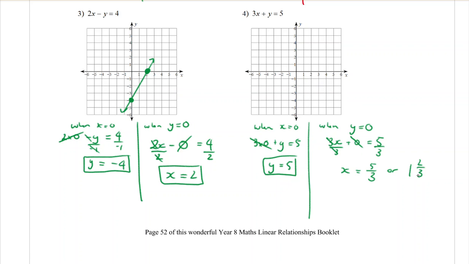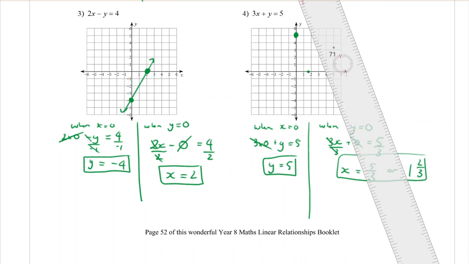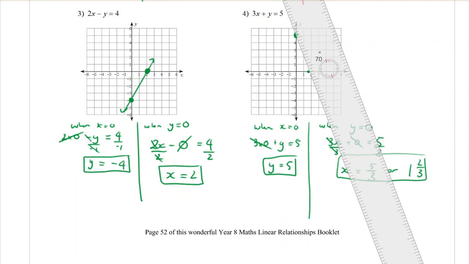So you have to do your best estimate of where that's going to be on the graph. First of all, y equals 5. You go to the y-axis. It'll be a dot up here. And x equals 1 and 2/3 would be slightly towards the 2, like over halfway between the 1 and the 2. And rule it up.